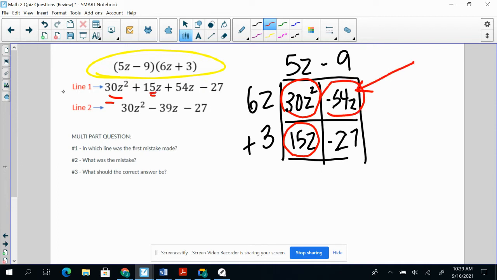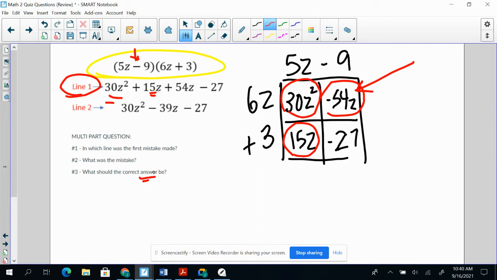So the first, what line was it? Would be in line 1. And the error was that 54z went in as a positive instead of the negative 9 times the 6z. So that negative here is the actual problem, that this was positive. And then what should the correct answer be?